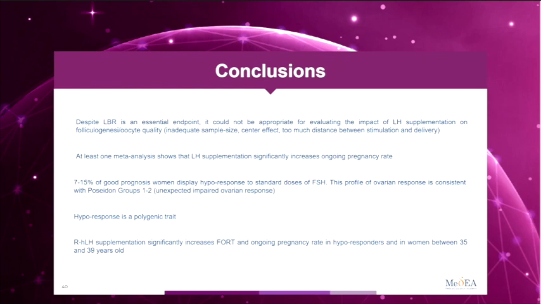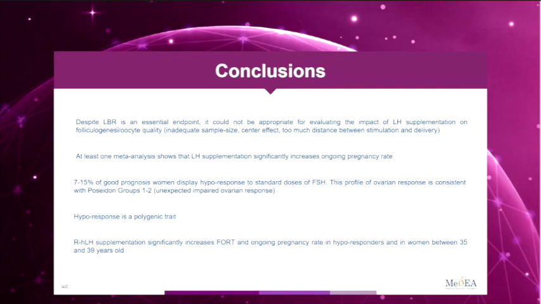So I think that when we have a Poseidon group 1 and 2, what is important is understanding if the ovarian response in the next cycle is consistent with the expectation. So FORT and FOI are very important endpoints in practical daily life. And I think that if you want to have a look at what happens in your lab and your IVF unit, ongoing pregnancy rate is a very good indicator, in my opinion, of what's going on in your clinical practice. Anyway, at least one meta-analysis showed that LH supplementation can increase ongoing pregnancy rate in the general population.